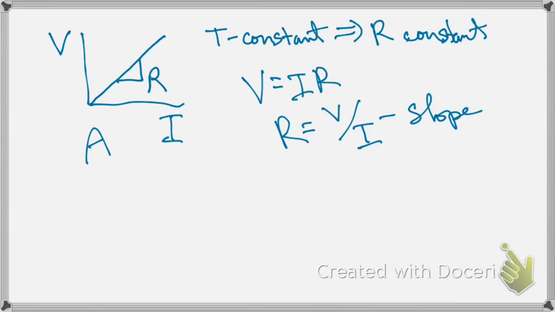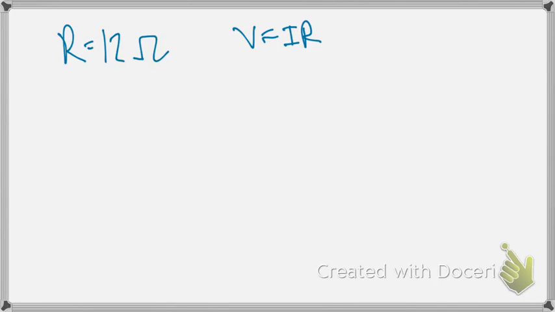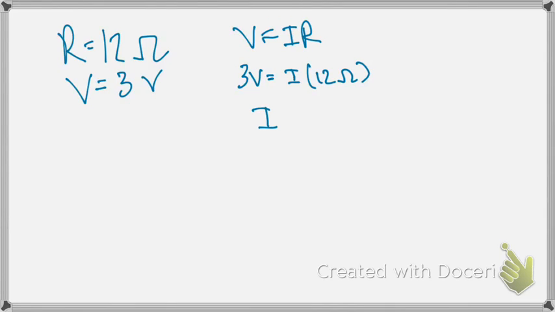Number 10 says, how much current flows through a 12 ohm resistor? So they give R is 12. Excuse me, not a resistor, a flash bulb. Same thing, we're going to use V equals IR. They give you the voltage is equal to 3 volts. So pretty straightforward. 3 volts equals I times 12 ohms. So I is equal to 1/4 of a volt per ohm, which is an amp. So 0.25 amps.